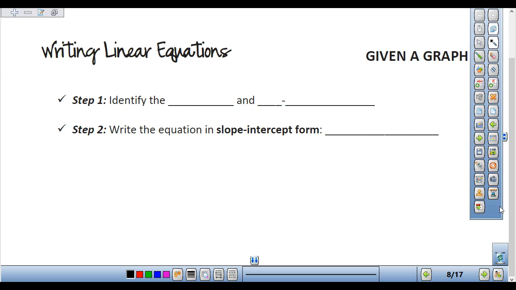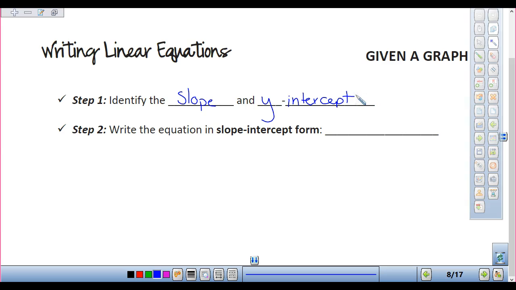Alright, I think it's way harder when they give you a graph. Okay? You are going to have to identify the slope and the y-intercept, because those are the two pieces of information that you need in order to write this in slope-intercept form, which is your y equals mx plus b.